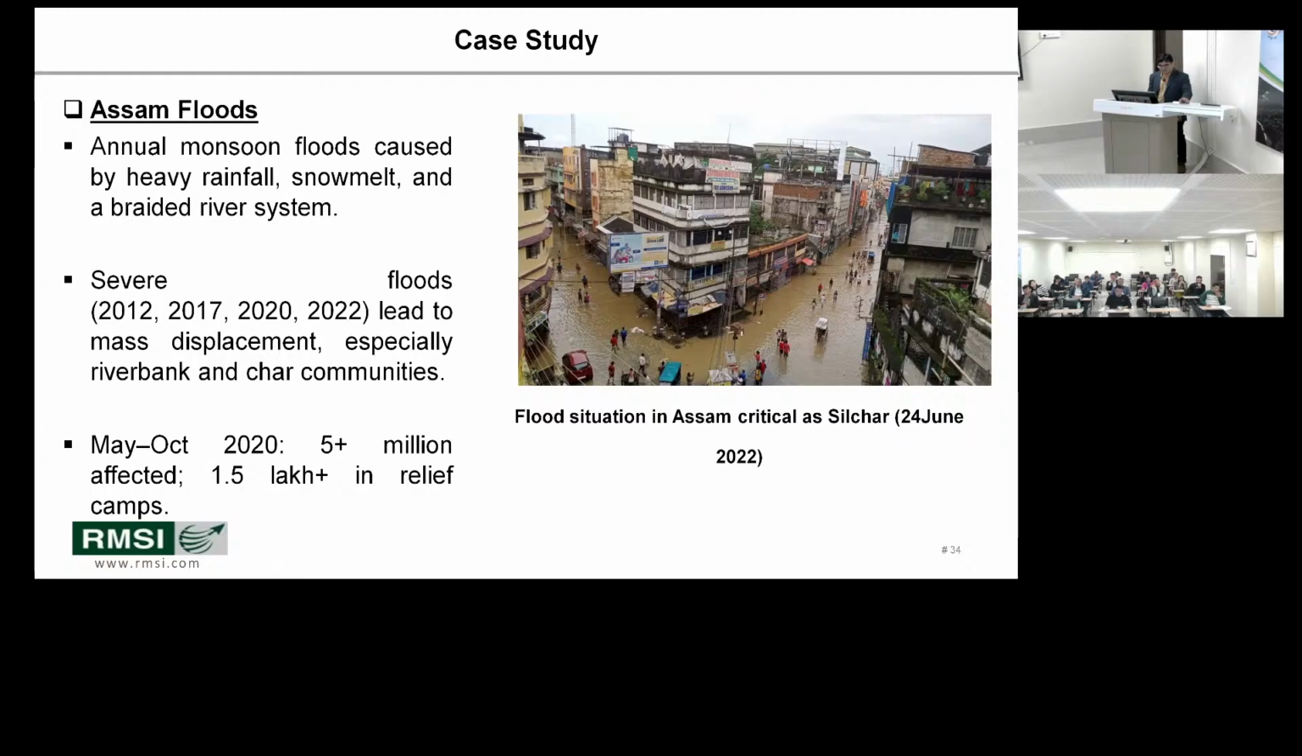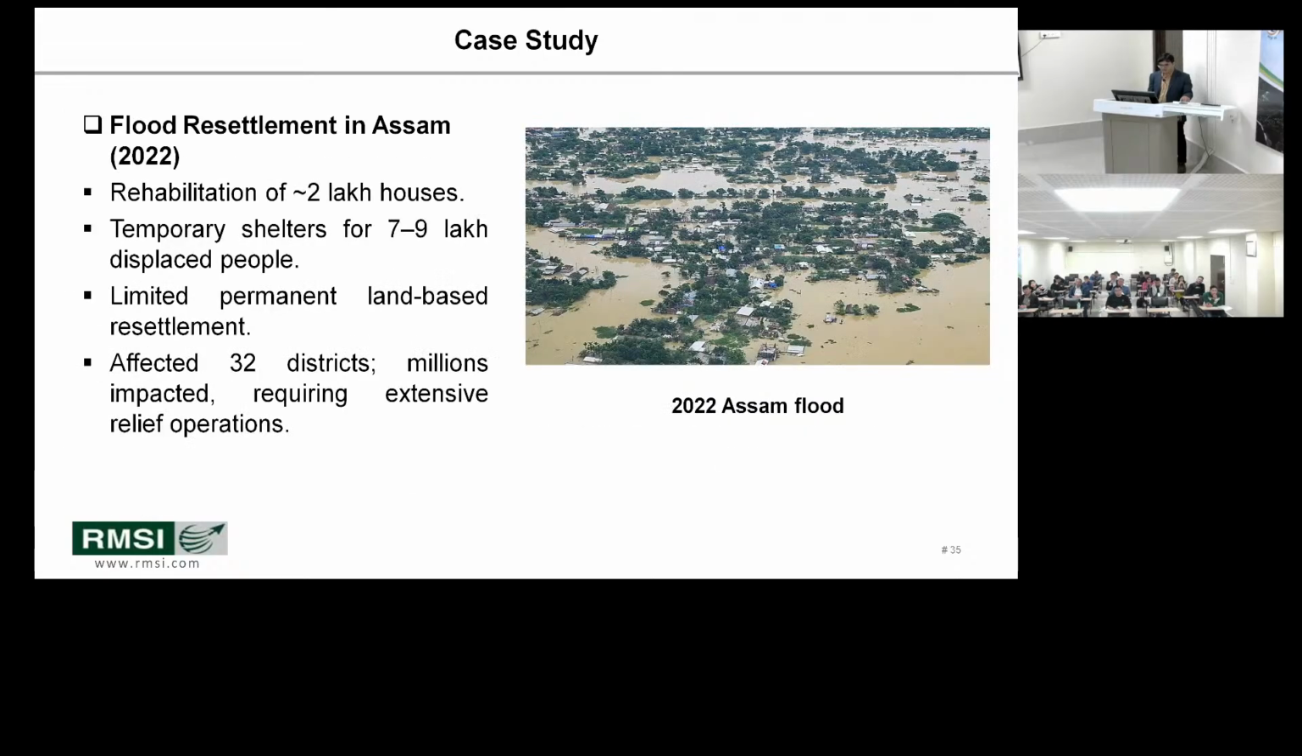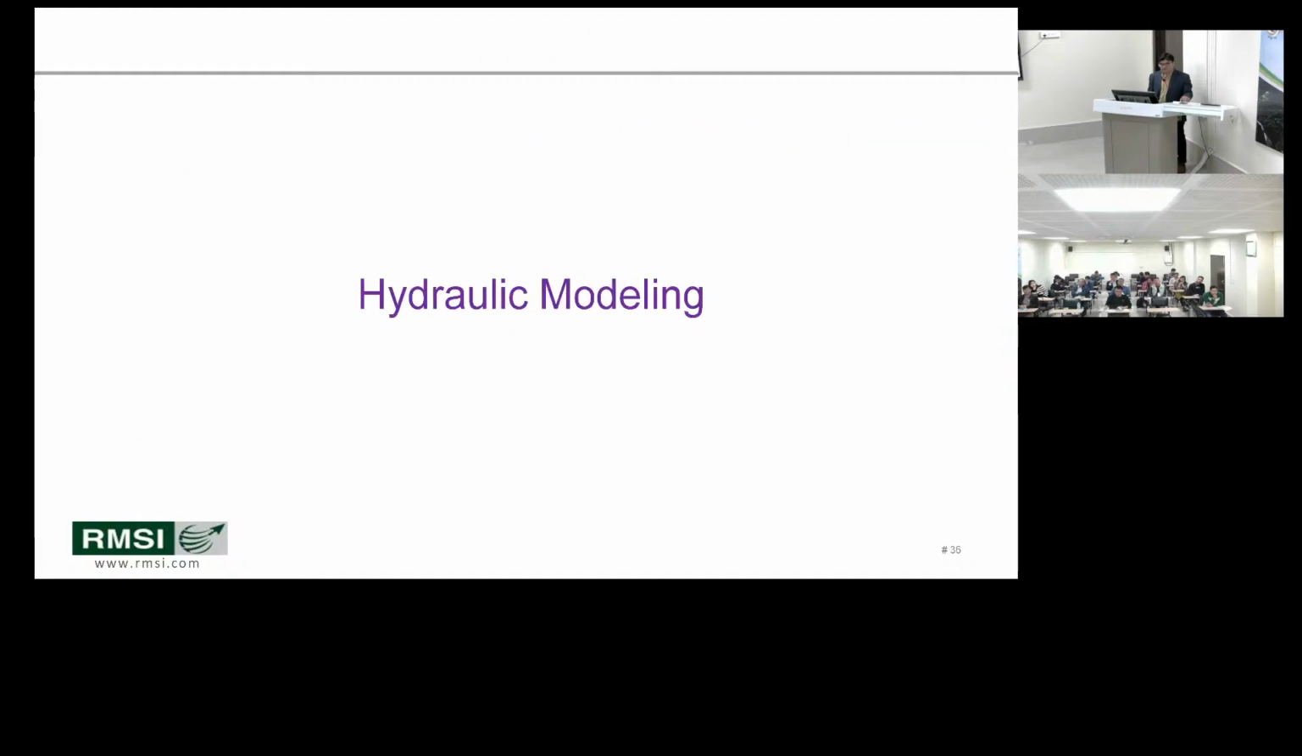Flood situation in Assam, severe floods. Nowadays, the occurrence of floods is increasing. Almost every year, we are witnessing floods in urban areas. Guwahati and Silchar in Assam are examples of those floods, and a large population is affected. The 2022 Assam flood, these are some figures. We have witnessed a huge flood in Assam.